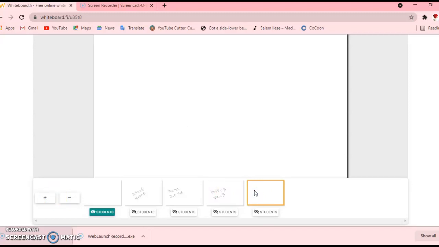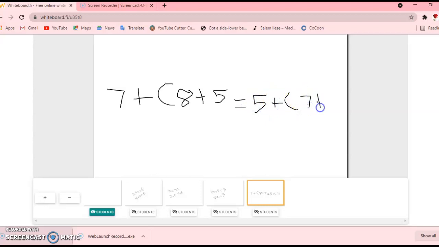Associative property. Two or more numbers to be added may be associated in any way. The result is the same. Example: 7 plus (8 plus 5) equals 5 plus (7 plus 8).